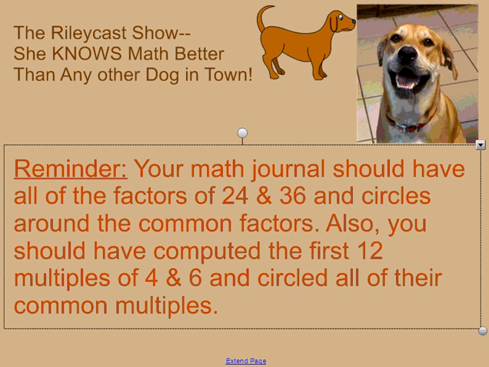So here's our review. If you don't remember what factors or multiples are, go back and watch the vodcast again. Riley will remind you of everything you need to know. But the one thing you do need to be reminded of, your math journal should have all of the factors of 24 and 36 and circles around the common factors. You should also have computed the first 12 multiples of 4 and 6 and circled all of their common multiples.